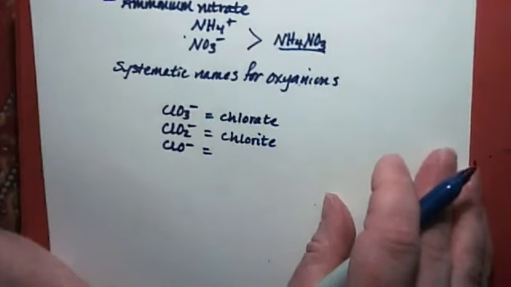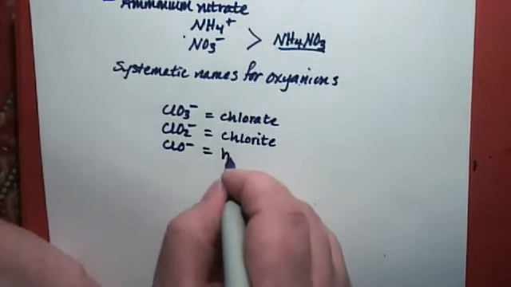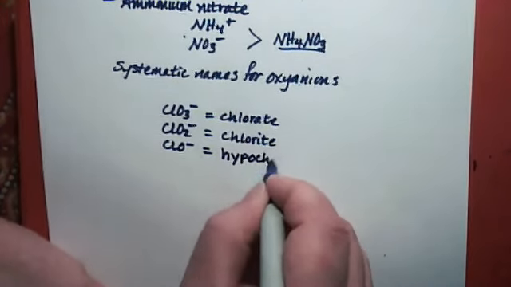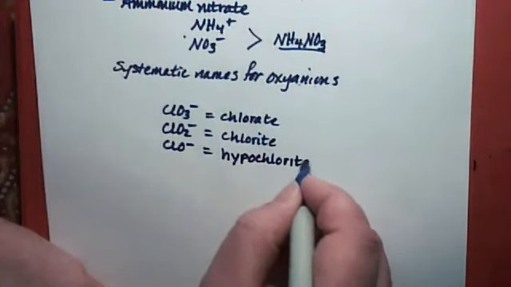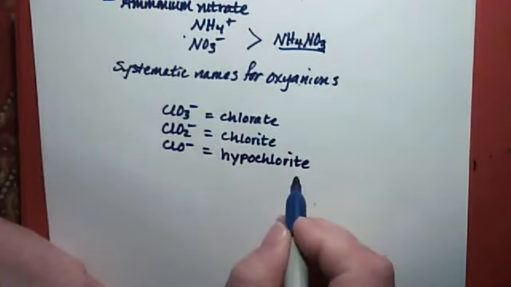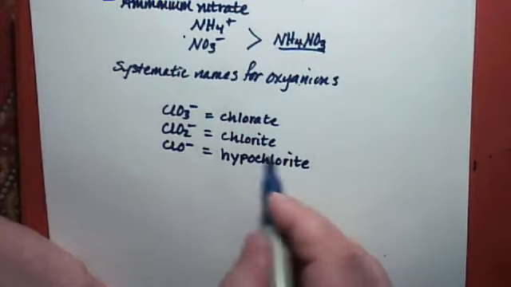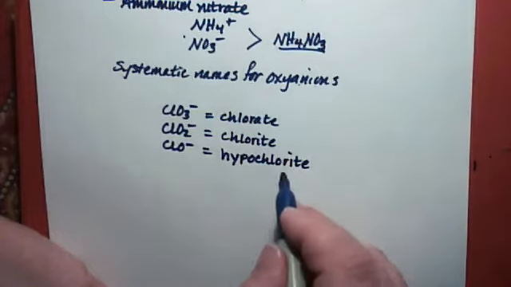Now what do you do? Well, what they did is they added a prefix to the ion name and made it hypochlorite. Hypo meaning below or less than. So hypochlorite has 1 less oxygen than chlorite.